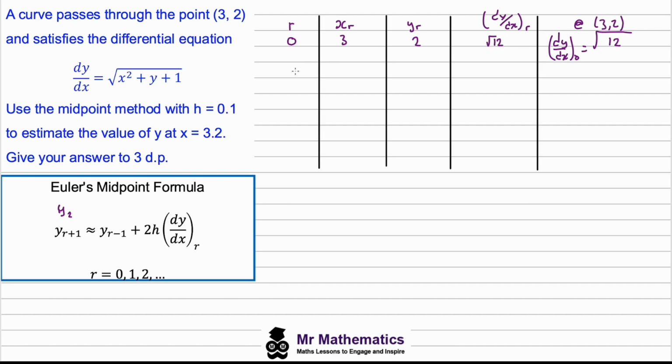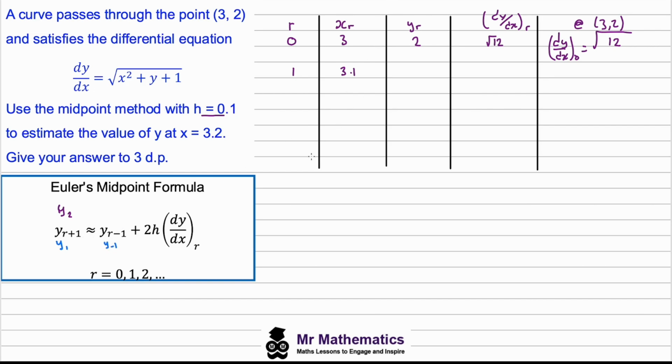So then for our first iteration, when r is 1, we're told that h is 0.1, so we're moving across by 0.1 in the x direction for every iteration. So x will be 3.1. And then we can work out y1. But if you want to work out y1, then we can see that r must be 0, and we can't work out y of negative 1. So we can't use a midpoint formula for y1.